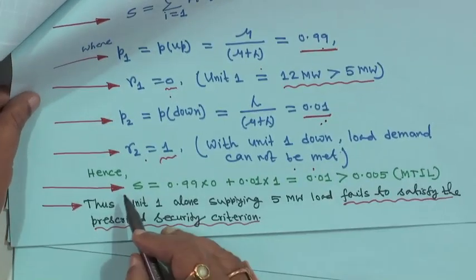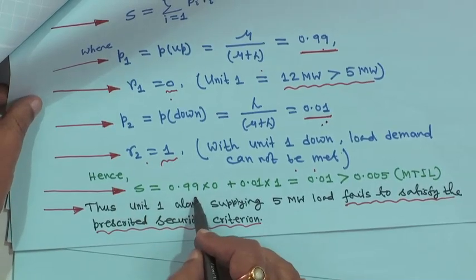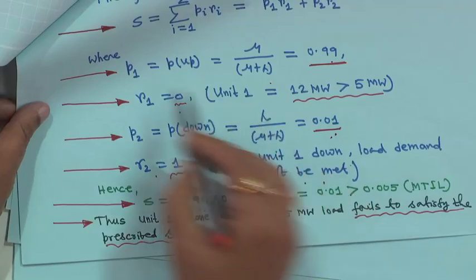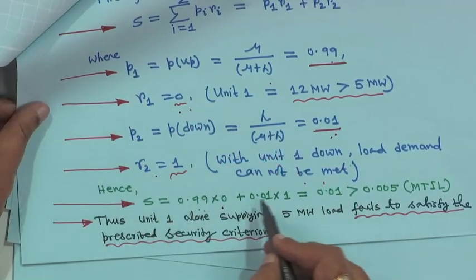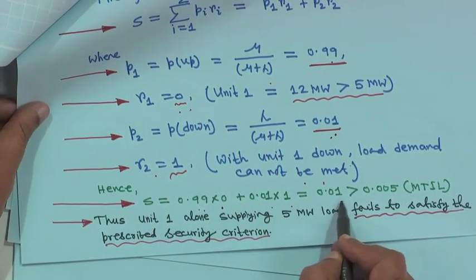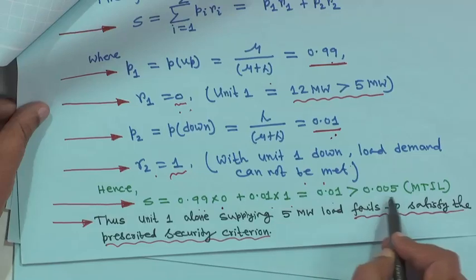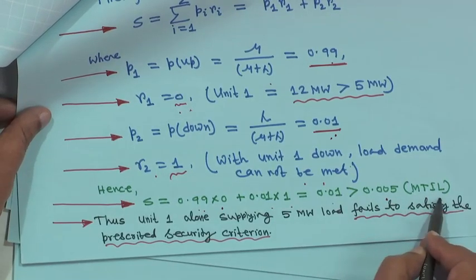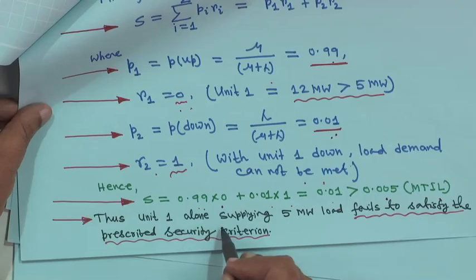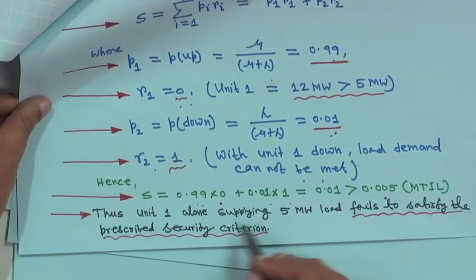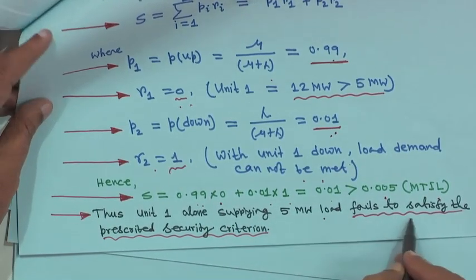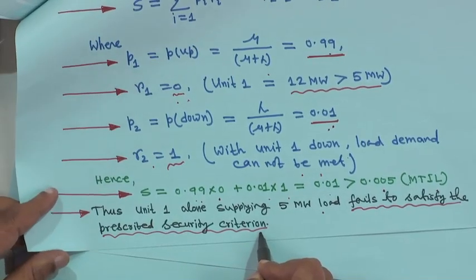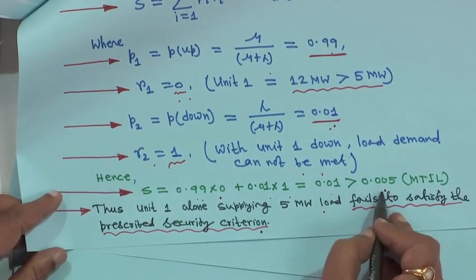So, now you compute S, which is P1 R1, that is 0.99 into 0, plus P2 R2, 0.01 into 1. That means 0.01, which is greater than 0.005, that is your MTIL value. Thus unit 1 alone supplying the 5 megawatt load fails to satisfy the prescribed security criteria, because we have to bring this one below 0.005.